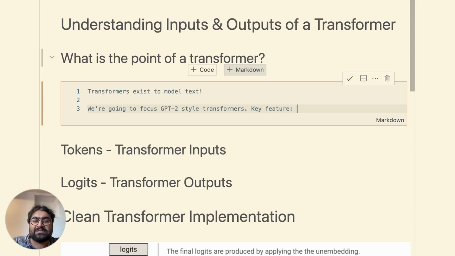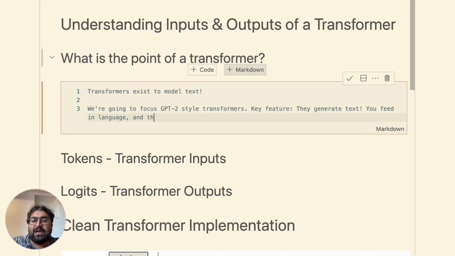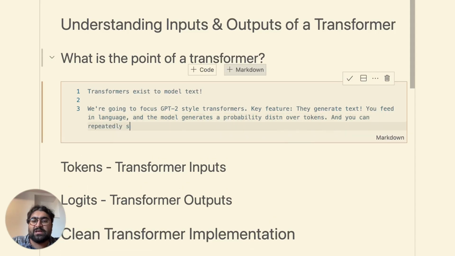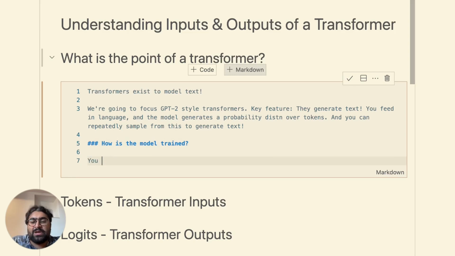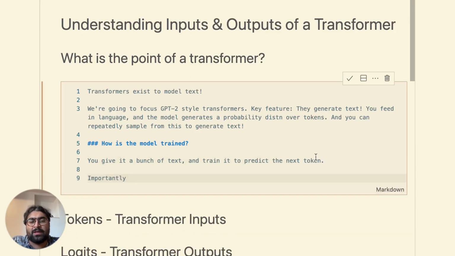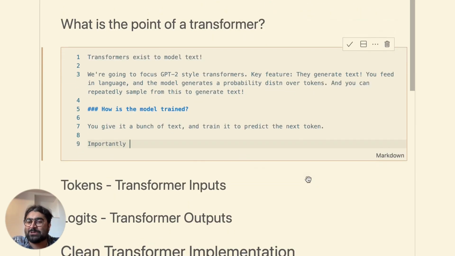The key feature is that they generate text. You feed in language, and the model generates a probability distribution over next tokens. And you can repeatedly sample from this. The way the model is trained, which is always an important thing to keep in mind when we're trying to understand what a model is and how it works, is you give it a bunch of text and train it to predict the next token. I'll get to this a bit later, but token basically means subword, and this is a kind of janky thing about how transformers work.